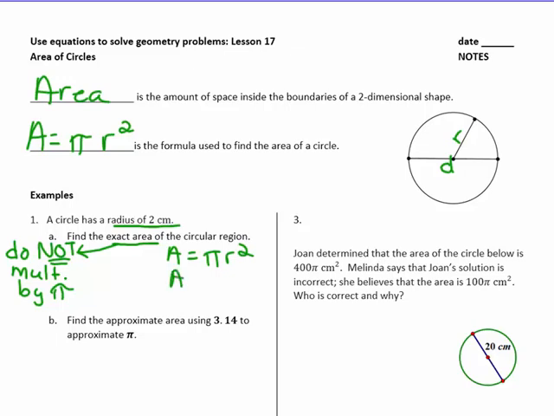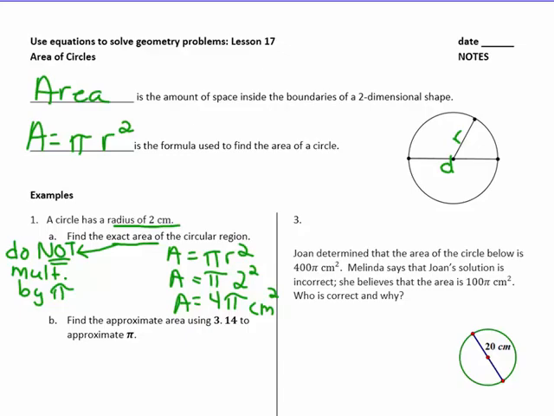We're going to fill in the pi symbol, and we're going to fill in our radius, 2 squared. But instead of actually using 3.14 or 22/7 or the pi button, we keep that pi symbol because all those other things are approximations for pi. So I'm going to figure out 2 squared is 4, so my exact area is 4 pi centimeters squared. So we still need that label. So that's called an exact area.